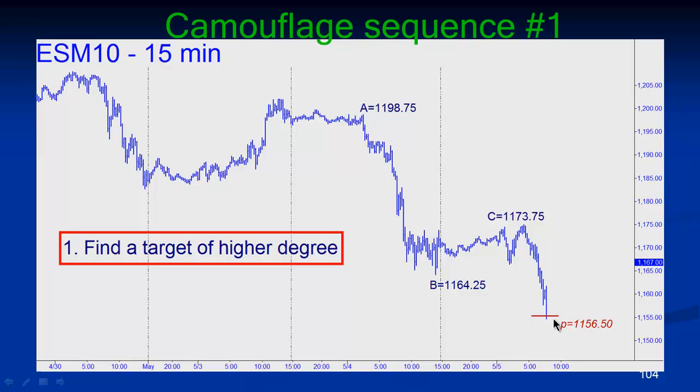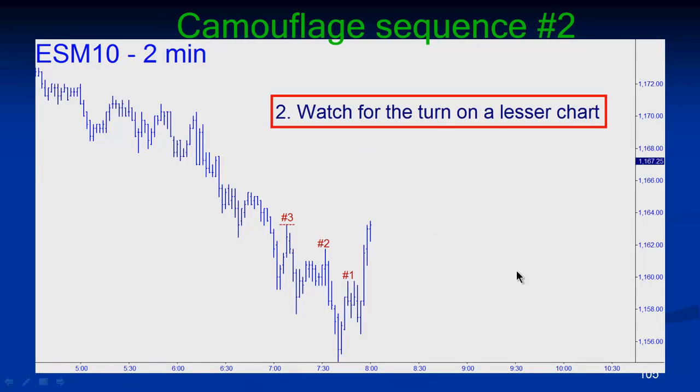And so if we're looking for the turn from around 1156.50, we drop down to the 2 minute chart, and we were looking for the turn right here. But it didn't occur exactly there. It went a little bit lower, down to 1155 and change, and rallied. And the first place where we see this camouflage trade is in the form of an impulse leg right here, an impulse leg that got past the required 1, 2 prior peaks, and even an extra one, a third peak.